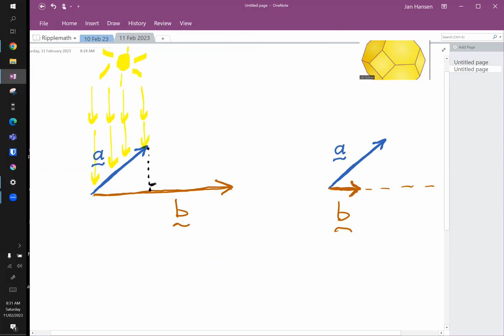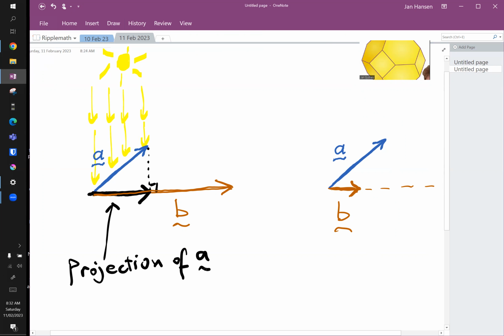So we'll find ourselves a nice little shadow. That's a right angle there, and you'll get a nice shadow coming across here. That is the projection. That is the projection of A on B, or onto B.